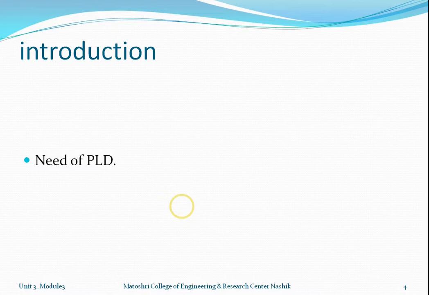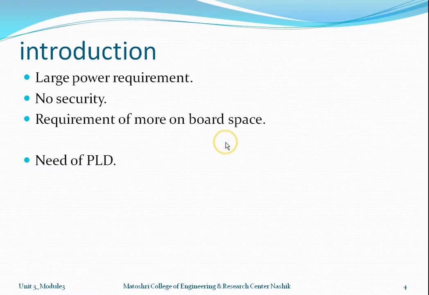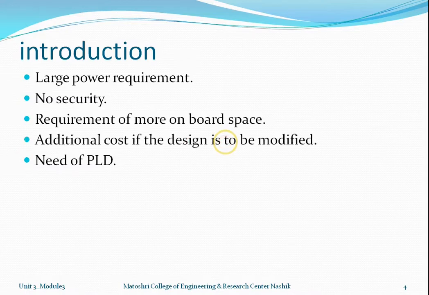Why? Because the fixed function IC has drawbacks like a large power requirement, no security, requirement of more onboard space, and additional cost if the design is to be modified. Means if a special modification is required, additional cost is required for the fixed functional ICs.